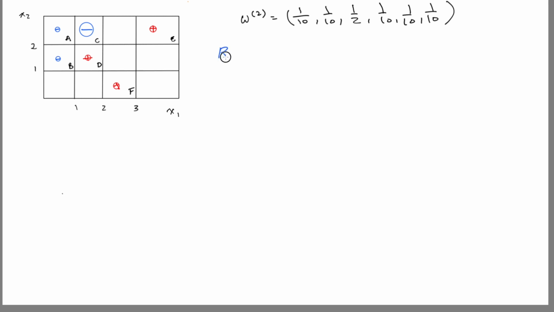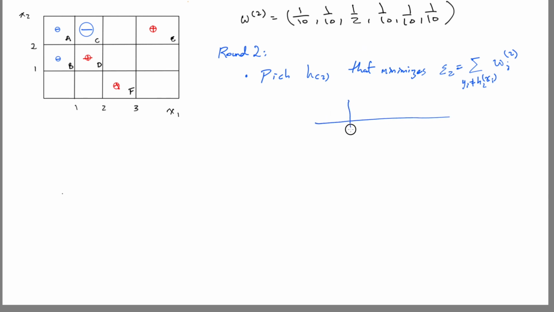All right, so now we do round 2, and again we just start all over again. We pick H2 that minimizes epsilon 2, which is going to be, again, yi not equal to h2 of xi times the weight, and the weight now is obviously the weight in the second vector, w2. Okay, so let's just do it all over again. I know this is kind of slow, so you can skip through it if you're comfortable with the content, but I'm going to go through it really slowly because I want to be crystal clear. There's a lot of moving parts, and it's good to work through it. Okay, so again, we have our 5 models.